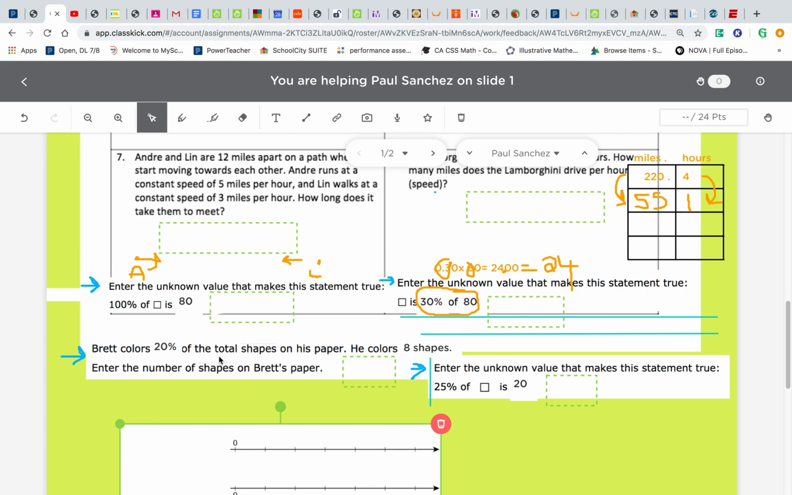Well, down here, we don't know what 100% is, right? We know what 20% is, though. We want to figure out the number of shapes on Brett's paper. This was the total number of shapes, so I don't know if that was clear or not. But if we want to find out the total, that means we want to find out 100%.